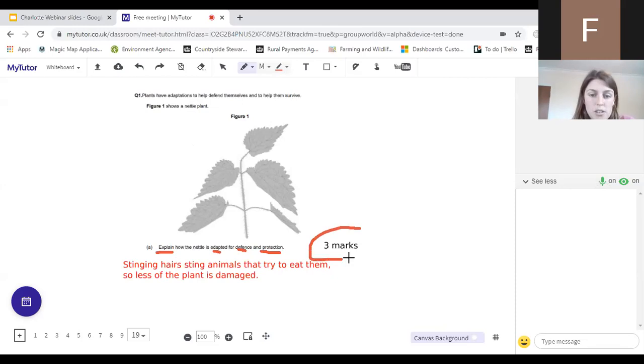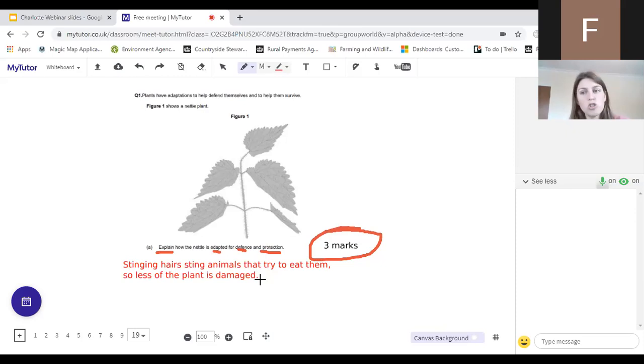3-mark answer here. So we need to include 3 keywords or points in our answer. And it says explain. So we need to explain a mechanism. We don't need to name all of the defenses. We need to explain how they defend. So from the mark scheme, this answer, believe it or not, although it's 1 sentence, is worth 3 marks. So stinging hairs sting animals that try to eat them. That's the nettles. So less of the plant is damaged.